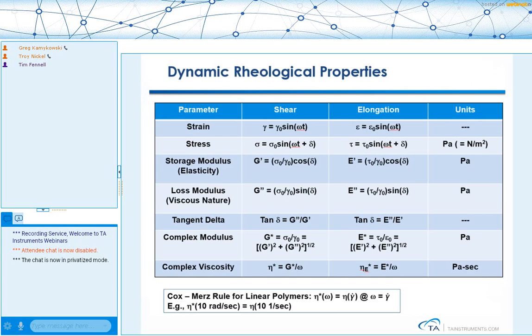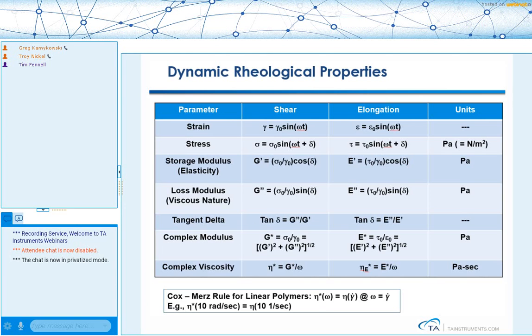So here are the parameters we will be working with in dynamic testing. There's the strain that we are imposing on our sample, and there is the stress response. The parameters that we use when we analyze our data are G prime, which is the storage modulus, a measure of the elasticity of the material. G double prime is the loss modulus, a measure of the viscous nature of the material. And if we take the ratio of G double prime to G prime, we get tan delta.